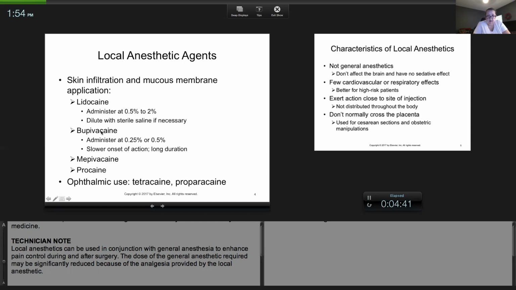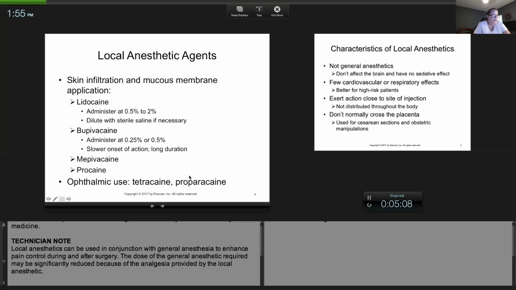Bupivacaine, and this one we tend to use more in our advanced procedures, sterile procedures. Bupivacaine comes as a 0.25 or 0.5%. This is more expensive. It takes a little longer to kick in, but it's going to give you a much longer duration. So that's going to be the advantage.